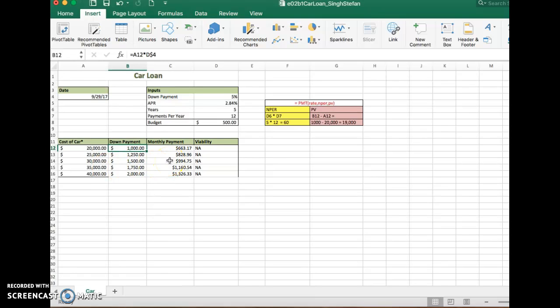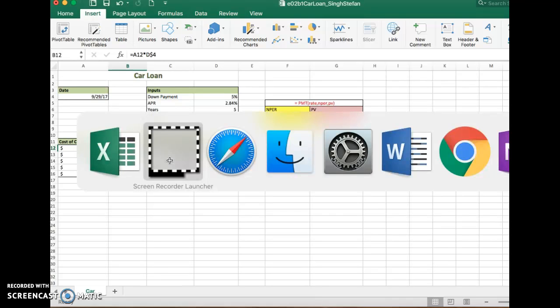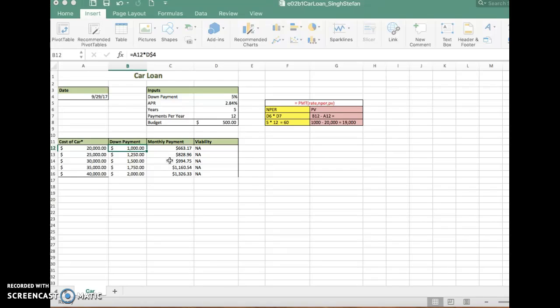The next task was to research the current APR for a 5-year auto loan. A quick Google search landed me on Bank of America, and I found that the APR was 2.84%, as you can see here. And now we want to calculate the monthly payments based on all the information we have.